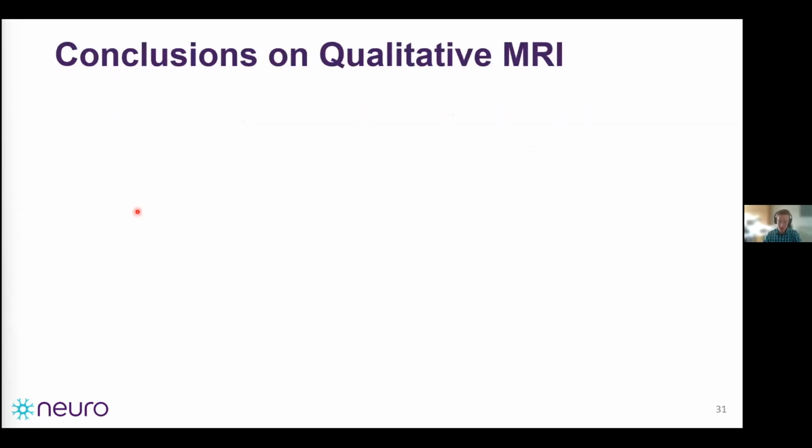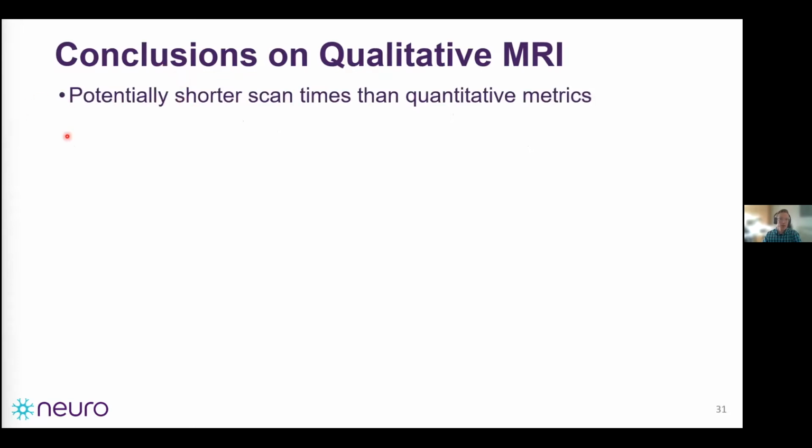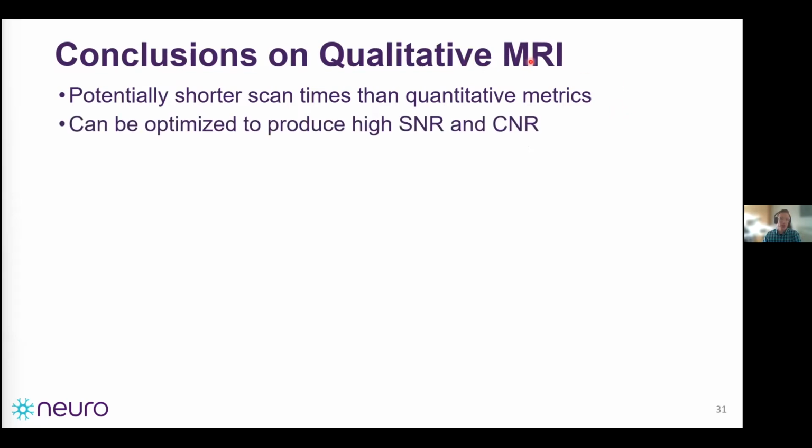So to summarize my doctoral work and a little bit of notes on qualitative MRI, why we might want to do it. Qualitative MRI over quantitative has potentially shorter scan times, which is great if you're looking at clinical populations. It can be optimized to produce very high SNR and contrast to noise ratio in the images, which is always a good thing. Also very good if you're very interested in potentially rare diseases or disorders. There are often existing databases where the images are available already.